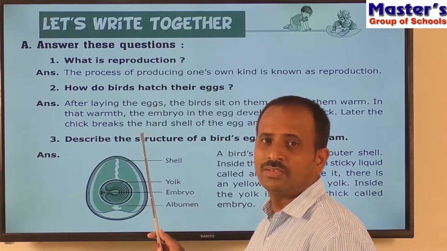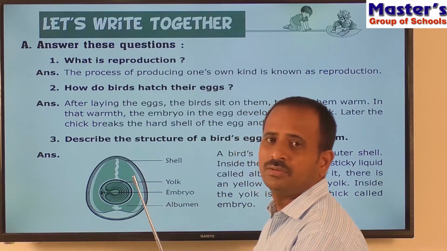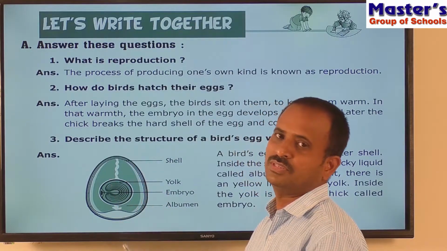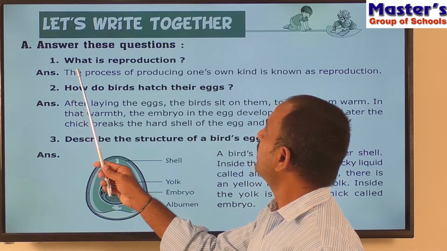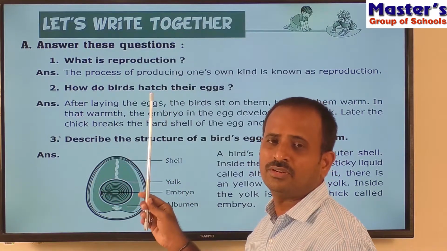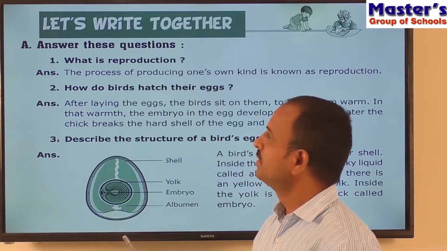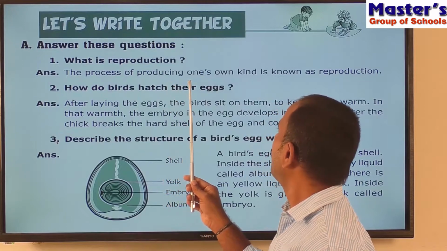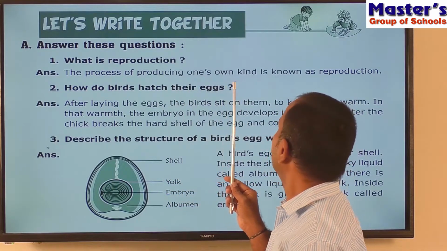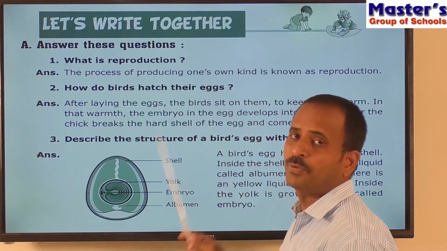In this section, they have given some questions. We have to write the answers for these questions. Let us see the first question. What is reproduction? See the answer. The process of producing one's own kind is known as reproduction.